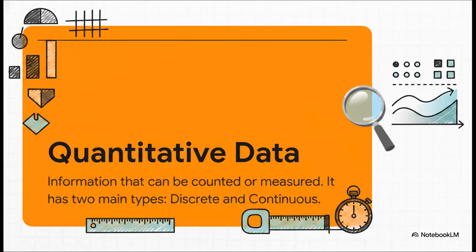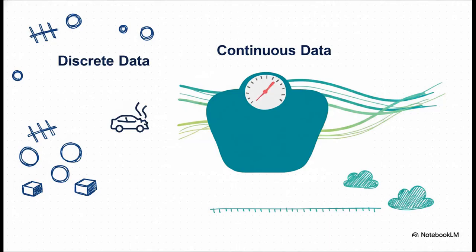Now for that second big bucket, quantitative data. This is the stuff we can count or measure. And yep, you guessed it. This one also breaks down into two main types you'll see all the time, discrete and continuous. And this illustrates the difference perfectly. Discrete data is things you can count in whole numbers. You can have 2 car accidents, or 3, but you can't have 2.5 accidents.